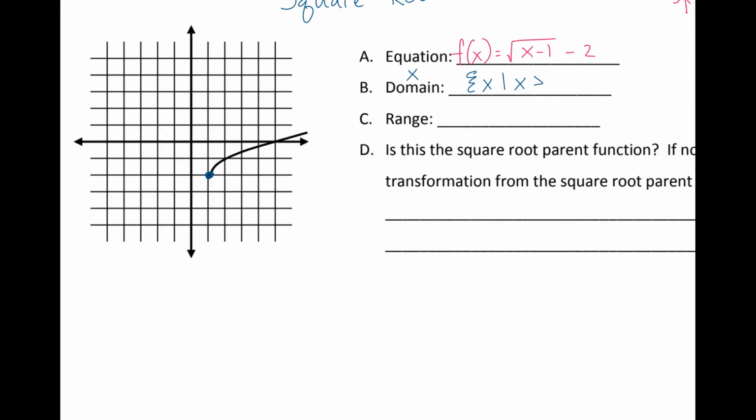What's the lowest value I have? 1, right? Do you see that right here? This is the lowest x value. So x is greater than, is it touching 1? Yes, it is. So x is greater than or equal to 1.